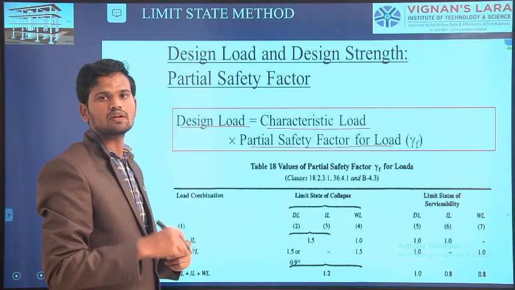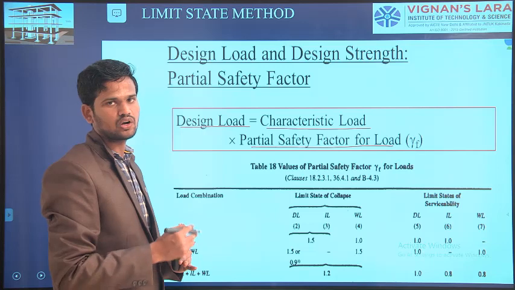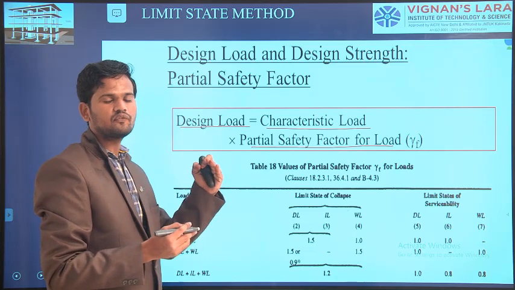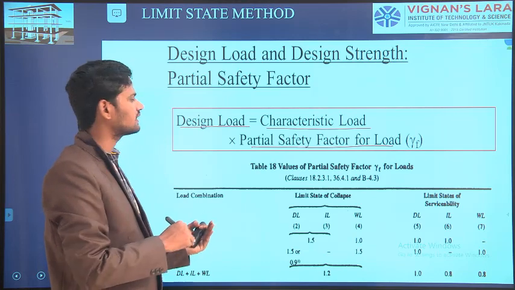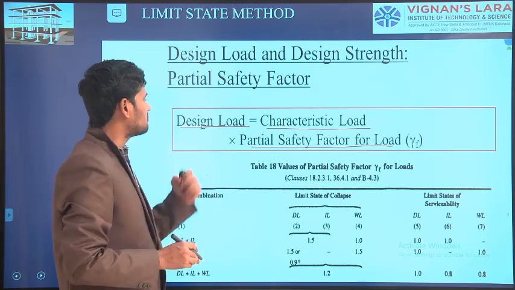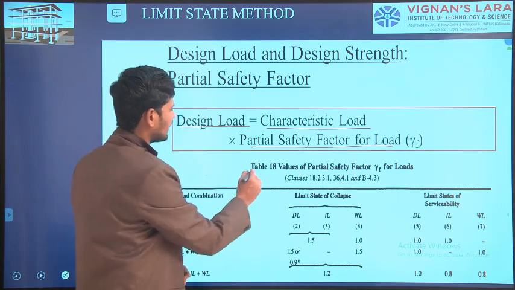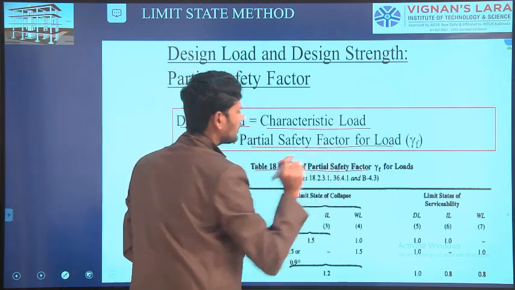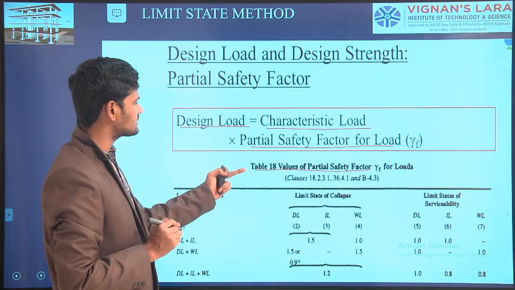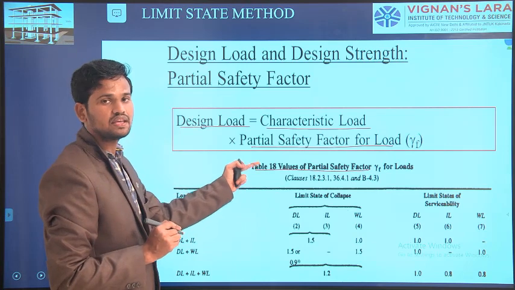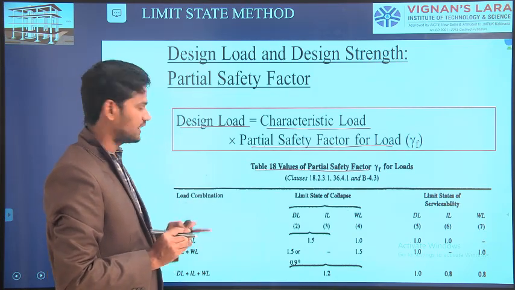Characteristic load we are taking from the various types of loading condition. That load may be dead load, wind load, seismic load. From the IS 875 code book we are taking the characteristic load. But how are we taking the partial safety factor? From this Table 18 we are taking the partial safety factors for the loading condition. In IS 456 itself they are giving some partial safety factors for loading conditions.